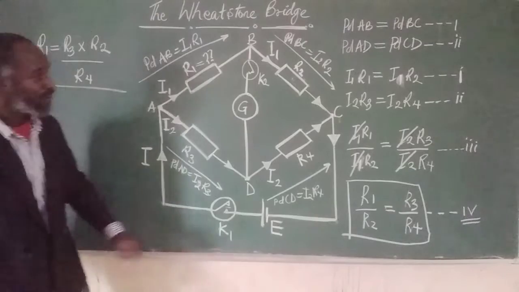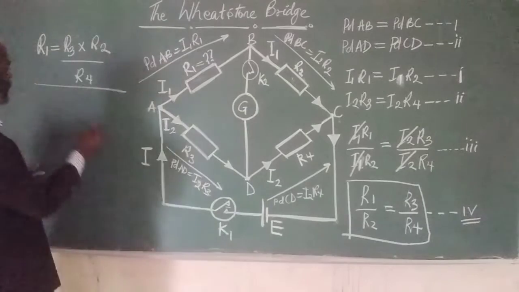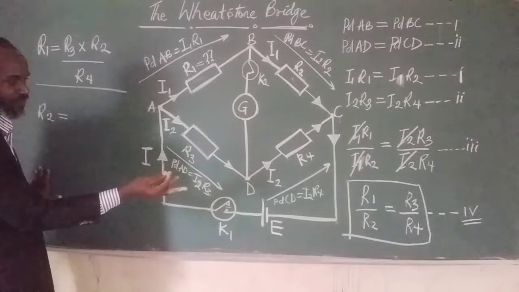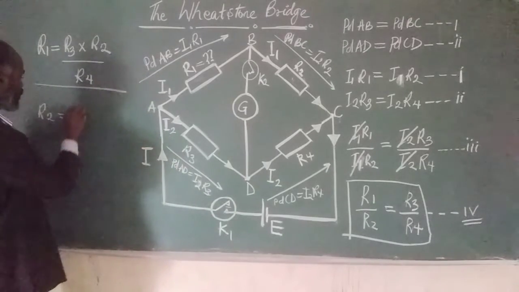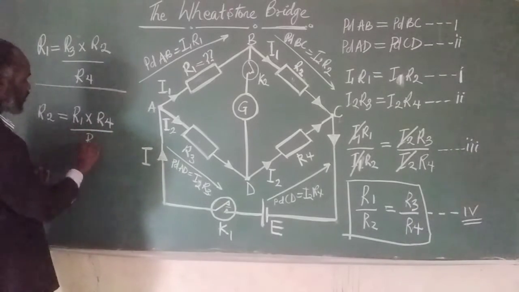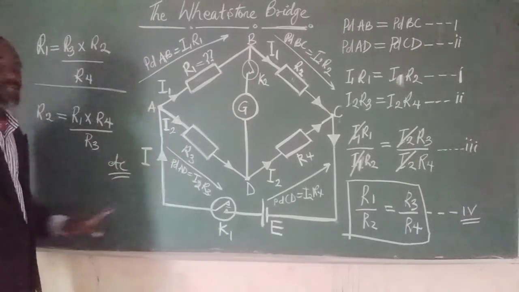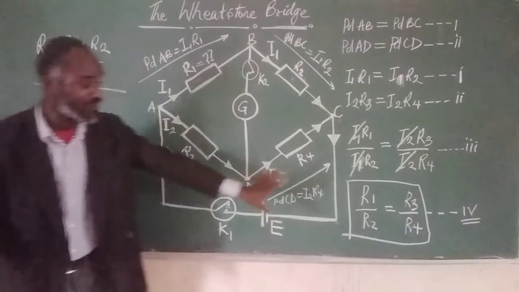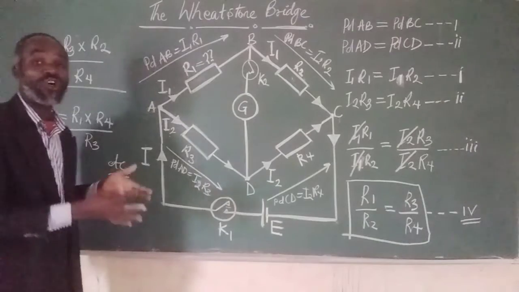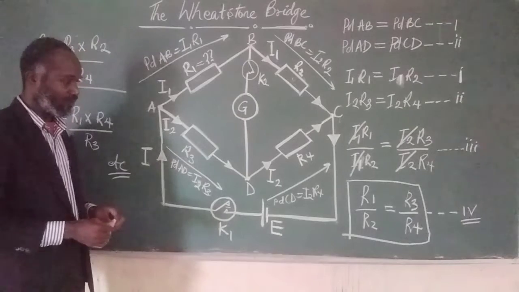We move on again. Suppose we now know the value of this. We want to find this. We make R2 the subject. It becomes R2 is equal to R1 times R4 all over R3, and so forth and so on. Okay? So that's how to use the formula. If we are given that, we make the one that is unknown the subject, and then use the values of the known ones to find the unknown.